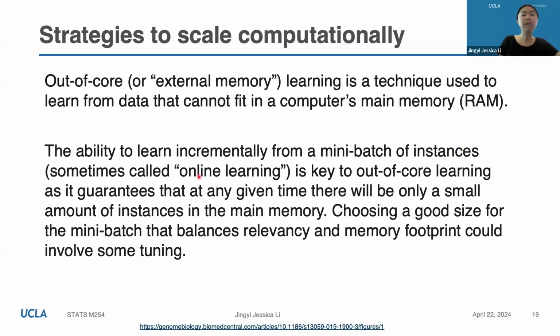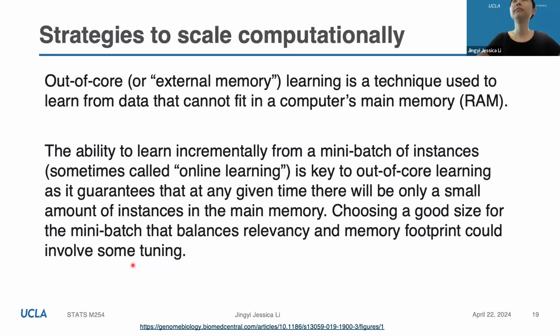Online learning is key to out of core learning, as it guarantees that at any given time there will be only a small amount of instances in the main memory. The other data are in your hard drive, but not in your memory. Choosing a good size for the mini batch that balances relevancy and memory footprint would involve some tuning. So basically, you want to use your memory as much as possible, but in the meantime not put too much burden on the computation.